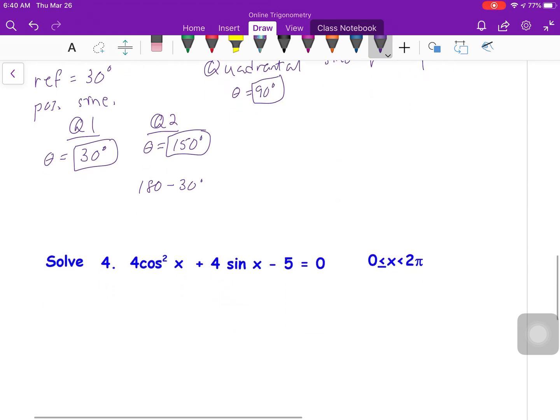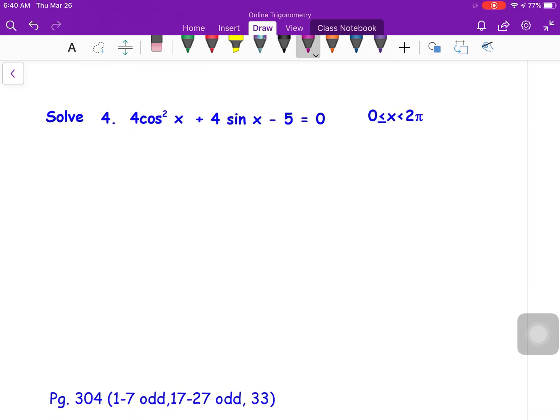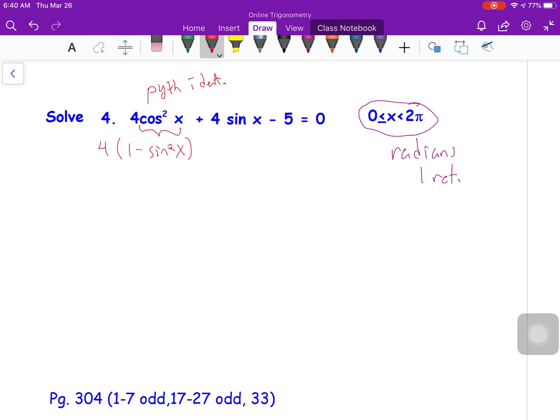Let's get to your last example for this lesson. And when you look at this last example, you'll notice that once again we have two different trig functions. We are in radians again. Still one rotation. And we have two different trig functions, but this time I think it is going to be possible to use a trig identity to rewrite everything in terms of the same trig function. The cosine squared here, we can use the Pythagorean identity to rewrite that in terms of sine. It would become 1 minus sine squared.